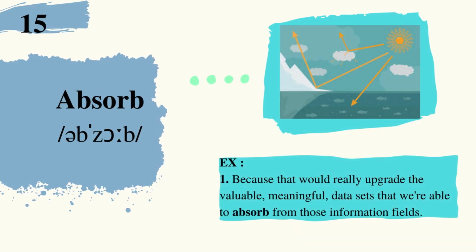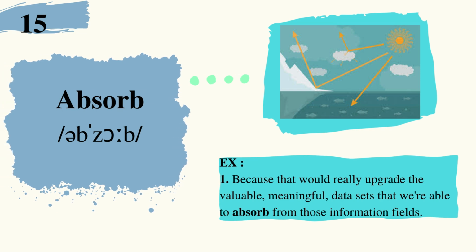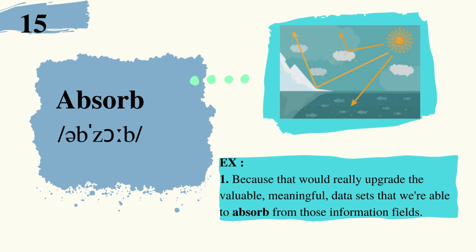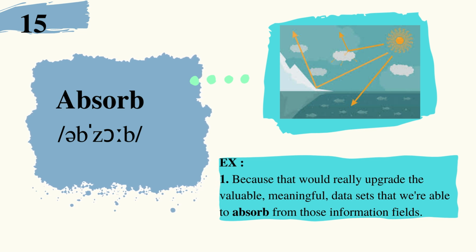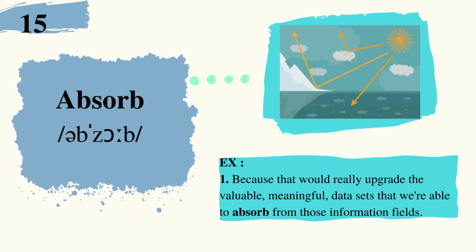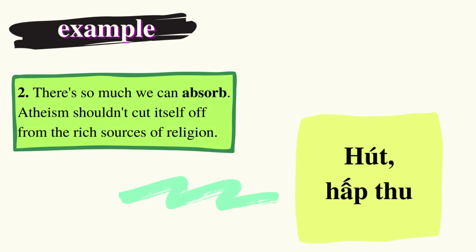15. Absorb. Example. Because that would really upgrade the valuable, meaningful data sets that we were able to absorb from those information flows. There's so much we can absorb. Atheism shouldn't cut itself off from the rich sources of religion.